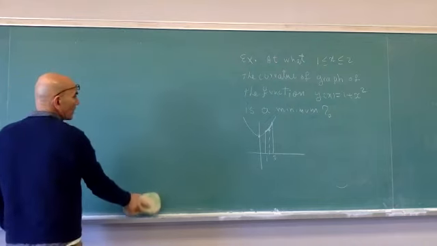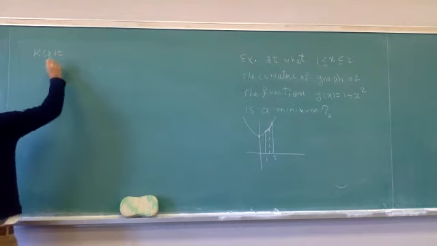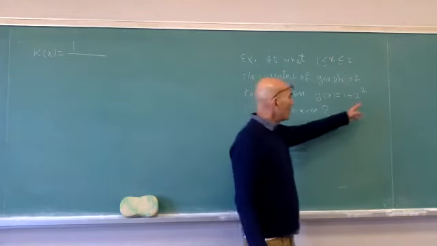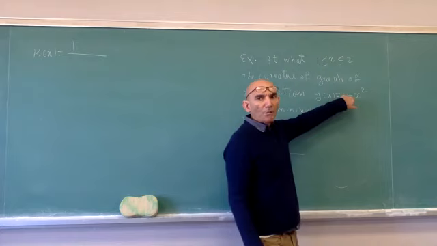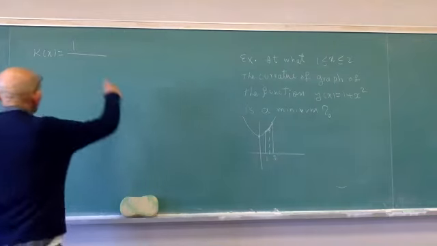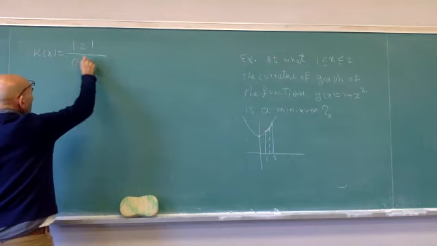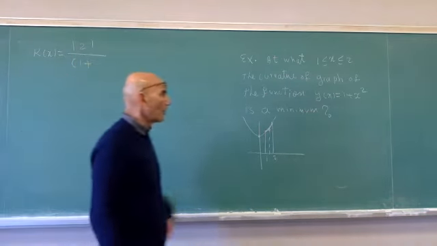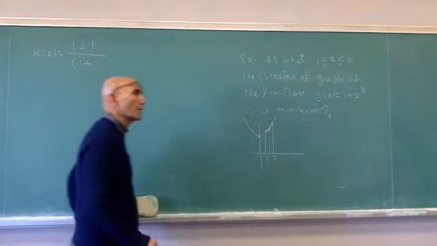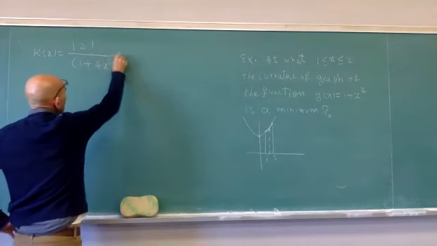So first of all, what is the curvature? Absolute value of y double prime. Well, y double prime is very easy, because y prime is 2x and y double prime is 2. So this is the absolute value of 2, divided by 1 plus, now what is y prime? Y prime is 2x, so 4x squared, right? So 1 plus 4x squared, to the power 3 over 2.